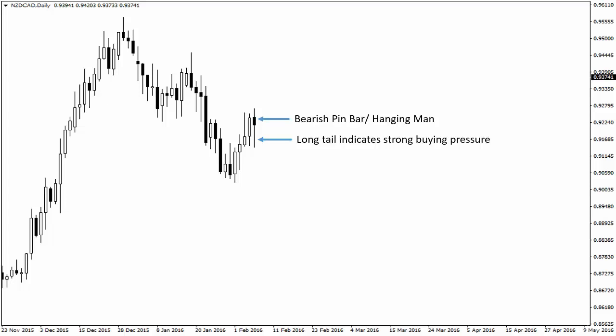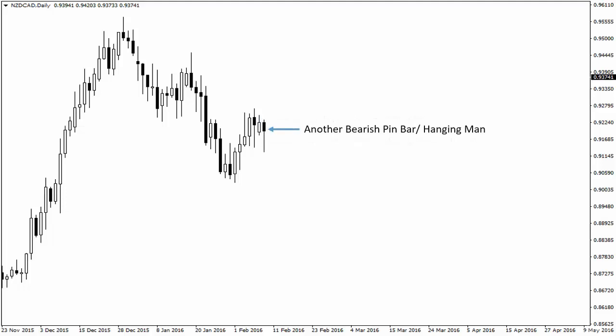Rather, we should just wait for another strong bearish candle to confirm the upcoming strong bearish momentum in this downtrend market. So if we wait for the next few candles to form, then you can see that another bearish pin bar or hanging man candle has appeared right after the previous bearish pin bar.